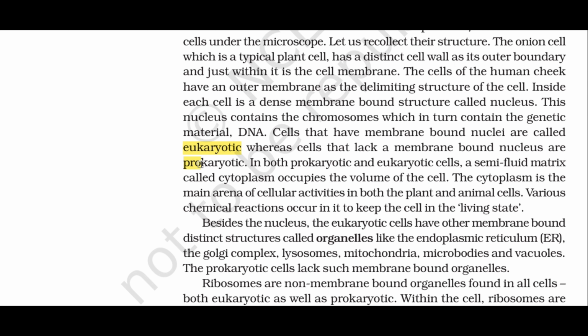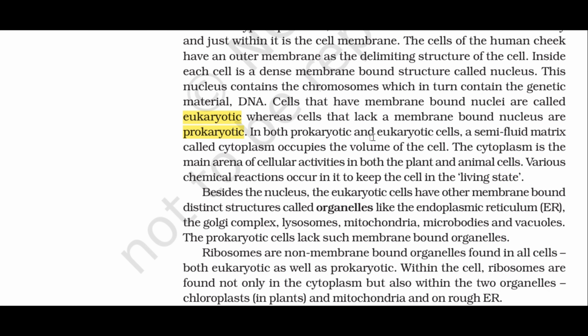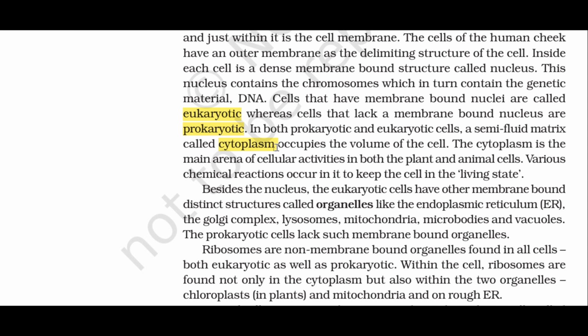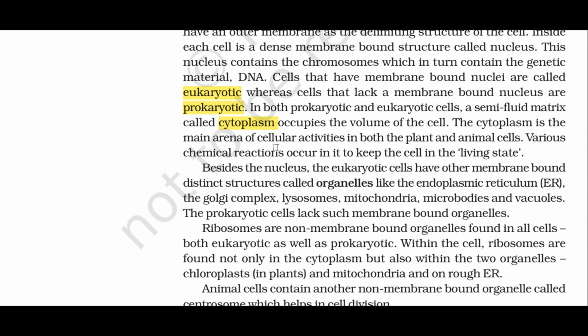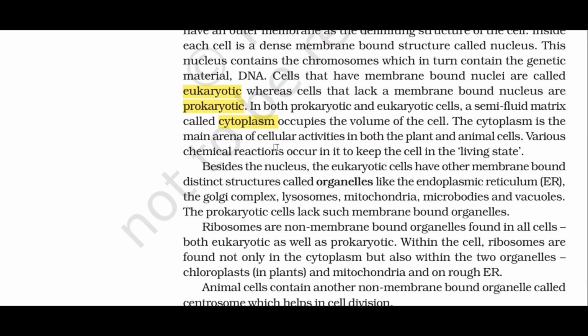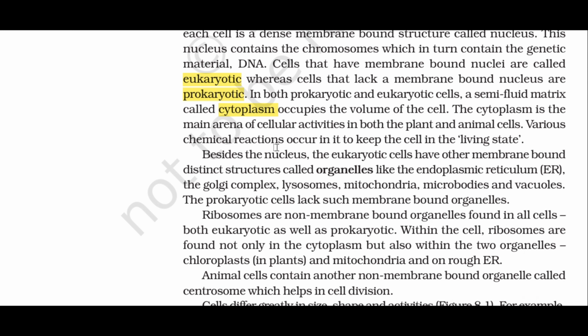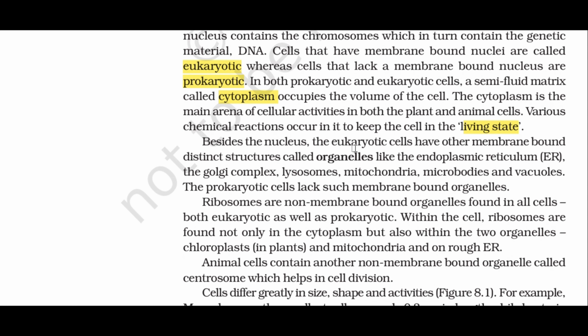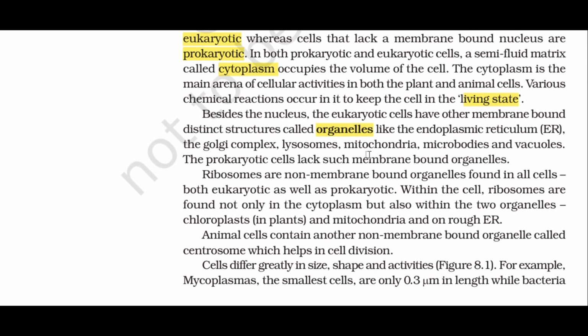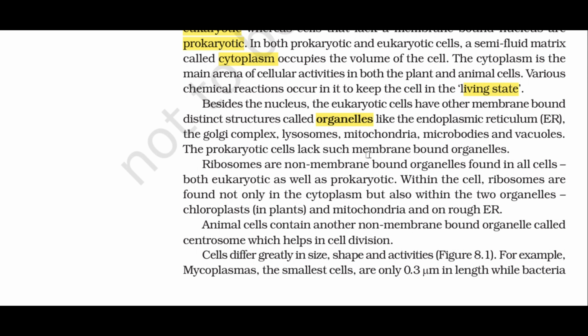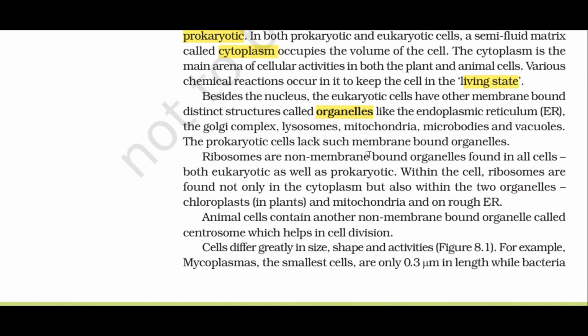In both prokaryotic and eukaryotic cells, a semifluid matrix called cytoplasm occupies the volume of the cell. The cytoplasm is the main arena of cellular activities in both the plant and animal cells. Various chemical reactions occur in it to keep the cell in the living state. Besides the nucleus, the eukaryotic cells have other membrane-bound distinct structures called organelles like the endoplasmic reticulum, the Golgi complex, lysosomes, mitochondria, microbodies and vacuoles. The prokaryotic cells lack such membrane-bound organelles.